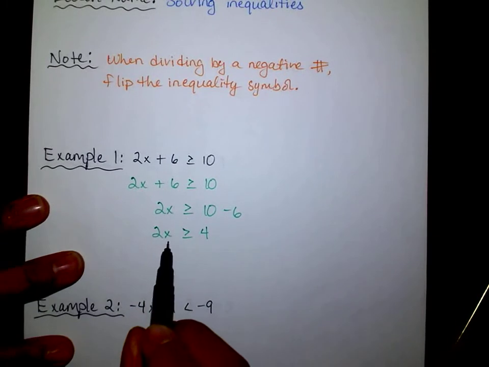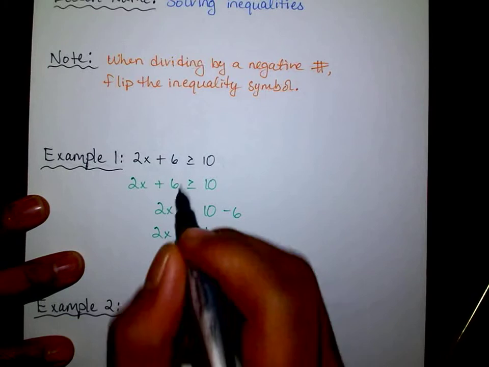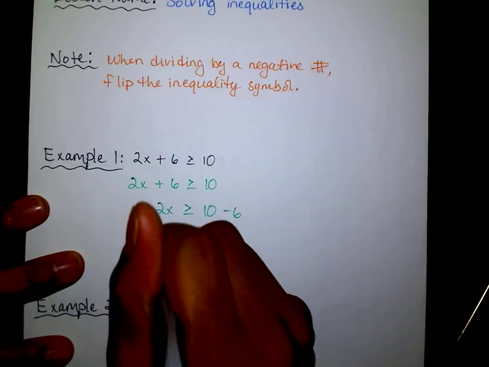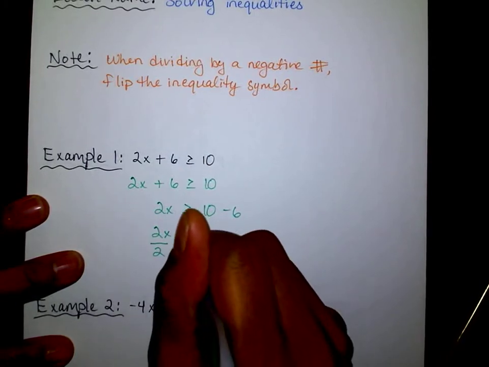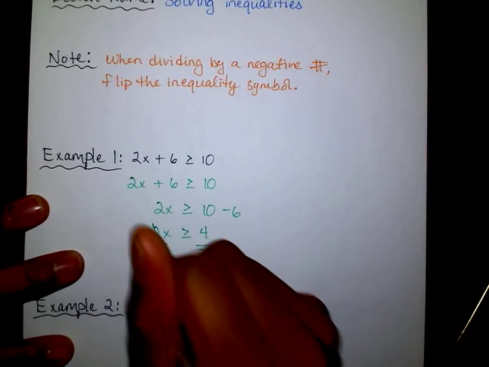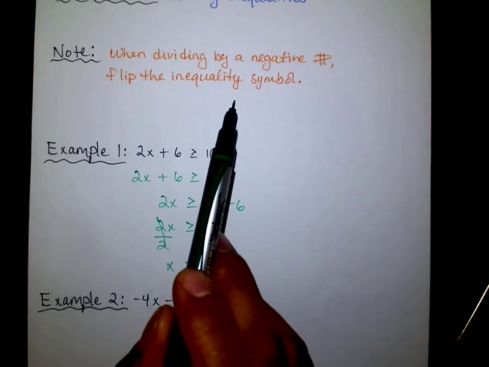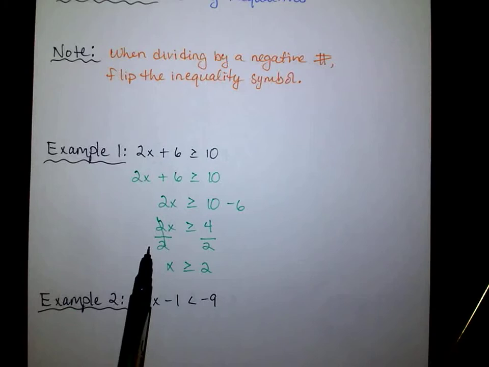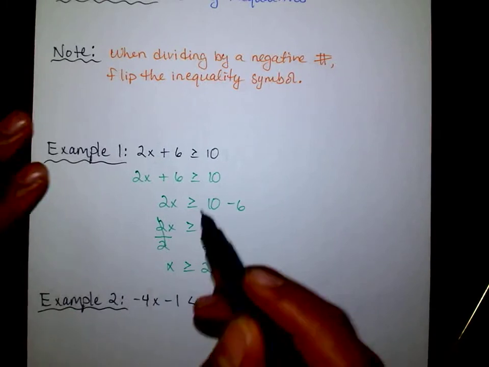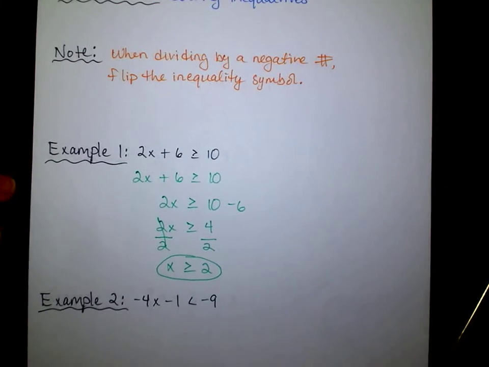Now I have 2 times x. If I want to undo multiplication, I want to do that with division. So since I'm multiplying by 2, I'm going to divide by 2 and show that by doing this. Now that I've divided by 2, the 2's cancel out. X is greater than or equal to 2. I did not have to use my little note here because I didn't divide by a negative 2. I divided by a positive 2. Go ahead and circle your answers. Remember to always circle your answers.